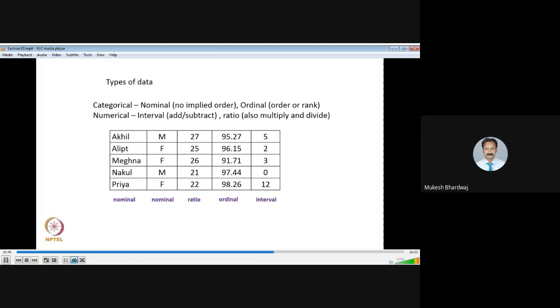The work experience can be interval data. One can say that the person who has 3 years of work experience has 1 more year of work experience than the person who has 2. But it is not very fair to conclude that this person has 1.5 times more work experience. So we did nominal, ordinal, interval and ratio. So we find examples of all the 4 types of data in this.